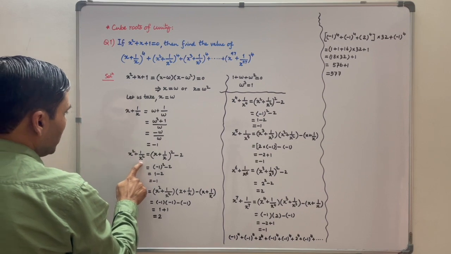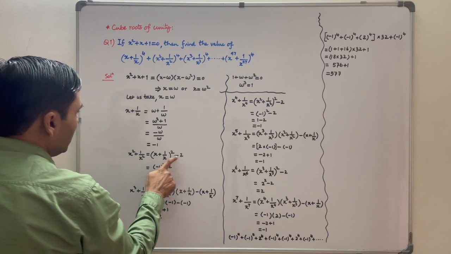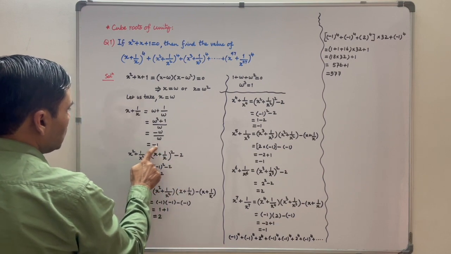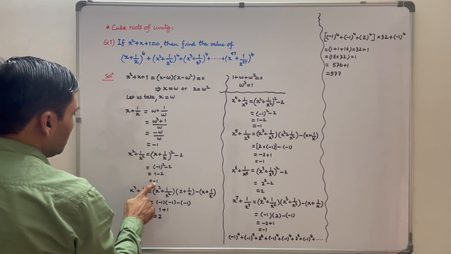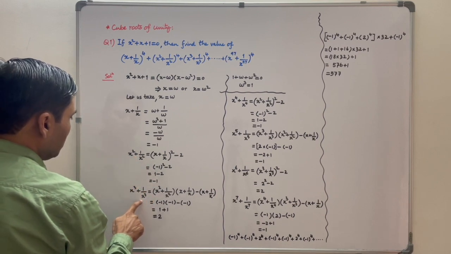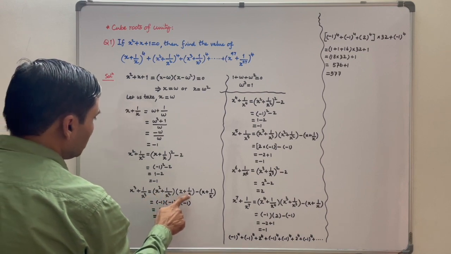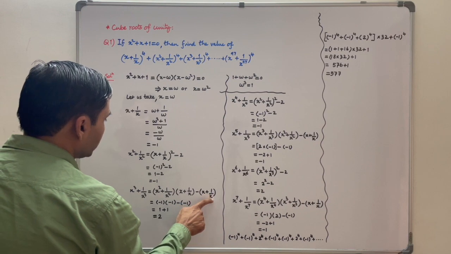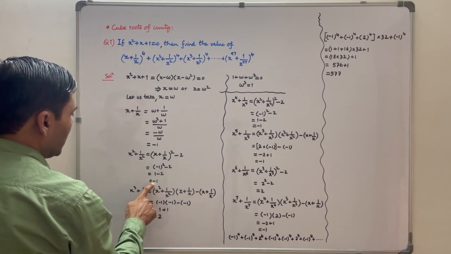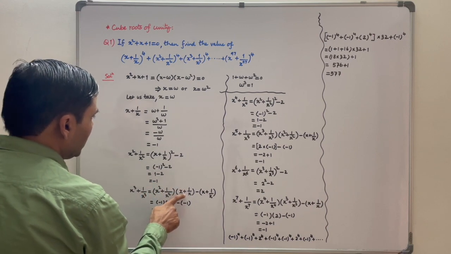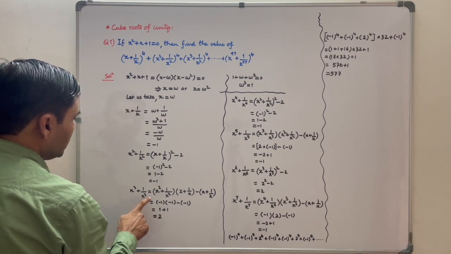X square plus 1 by x square can be written as (x plus 1 by x) whole square minus 2. Value of x plus 1 by x is equal to minus 1. So value of x square plus 1 by x square is equal to minus 1. X cube plus 1 by x cube can be written as (x square plus 1 by x square) into (x plus 1 by x) minus (x plus 1 by x). Value of x square plus 1 by x square is equal to minus 1, and value of x plus 1 by x is equal to minus 1. So value of x cube plus 1 by x cube is equal to 2.